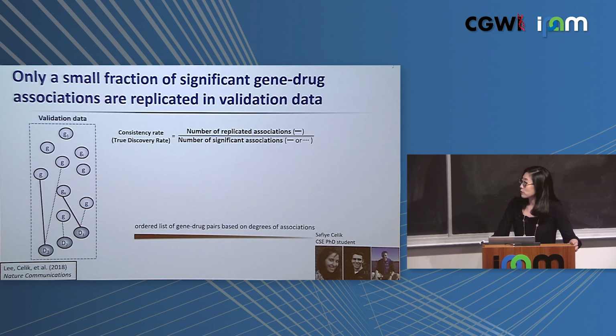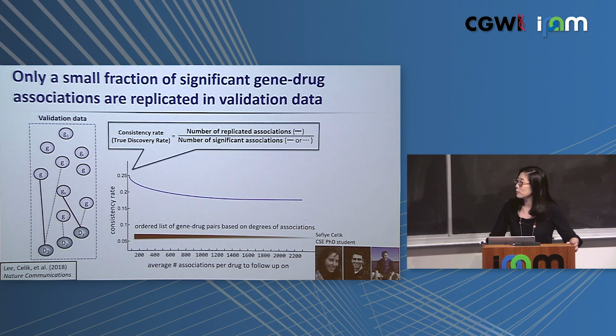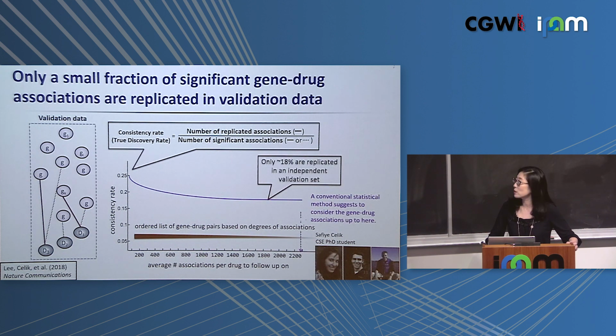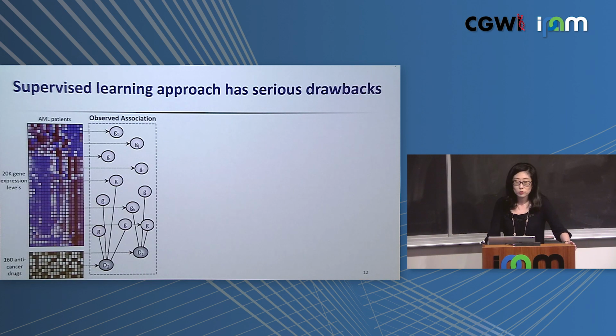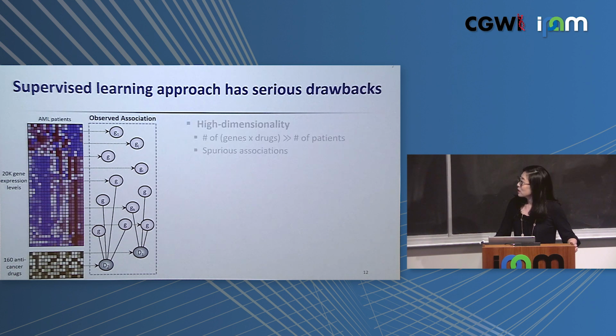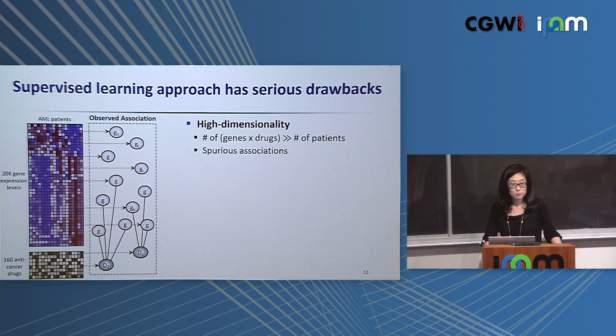So we actually measured this. We first ordered gene-drug pairs based on the degrees of association, so basically p-values, and then took the top some number of pairs and measured the consistency rate, and got a really depressing result. Only 18% of them were replicated. But many of us who are working on this sort of analysis, genome-wide association analysis, may know that this is a very common problem, and for various reasons. First is high dimensionality. We simply don't have enough samples to ensure that the identified associations are not false positives.